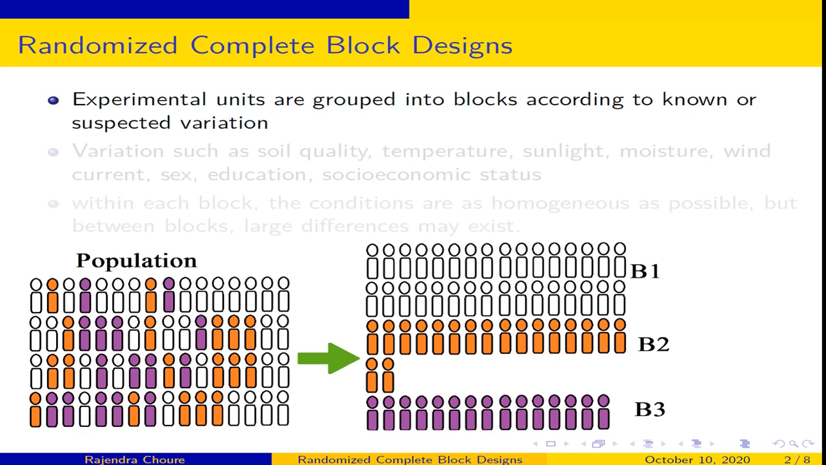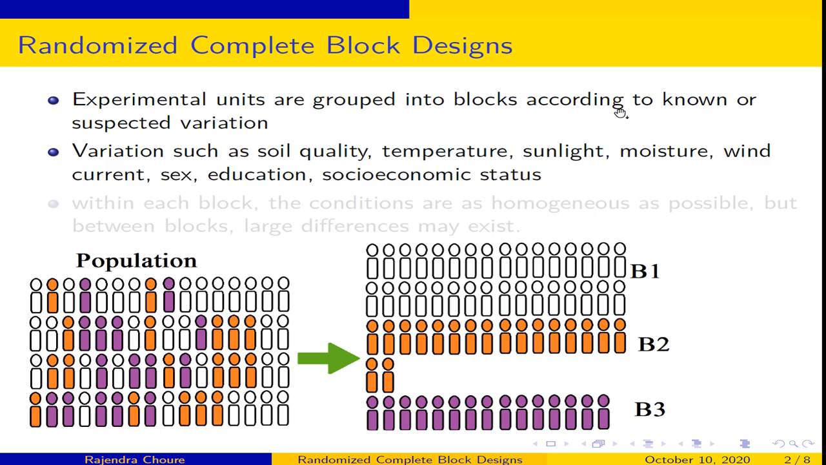When the population has internal heterogeneity, then variation in each group of that population will affect the overall variance of the population. Therefore, to counter internal heterogeneity, each variation of that population will be separated into different blocks. Experimental units are grouped into blocks according to known or suspected variation.